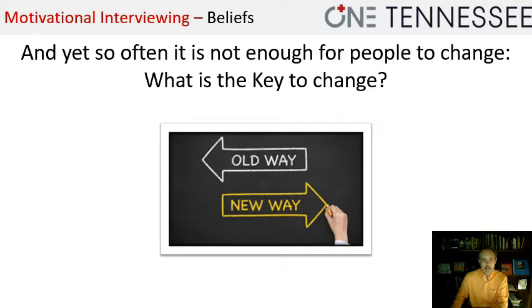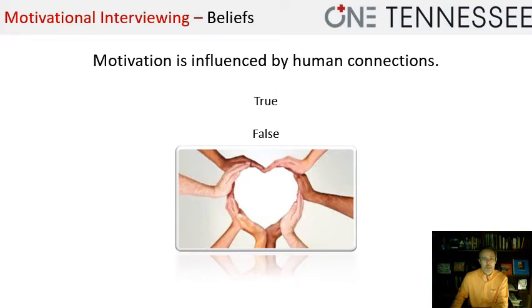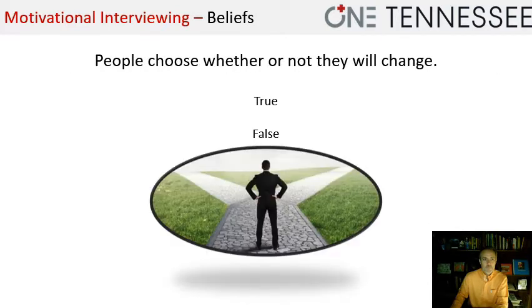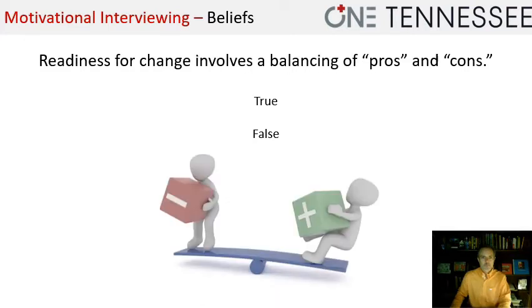Motivation is influenced by human connections. This is absolutely true. Resistance to change arises from deep-seated defense mechanisms. This is also true. People will ultimately choose whether or not they will change. This is also true. Readiness for change involves a balancing of pros and cons. This is true.